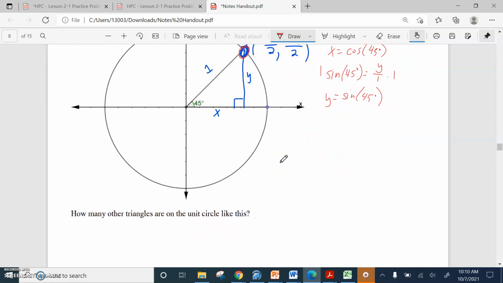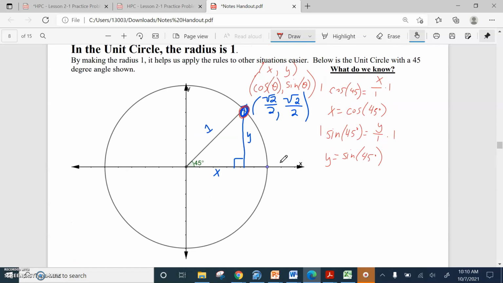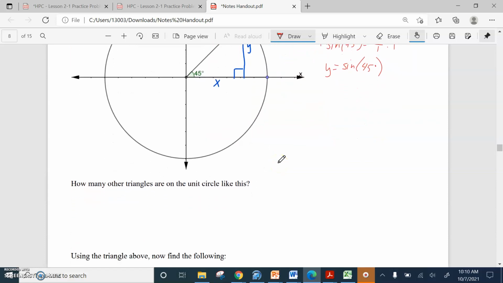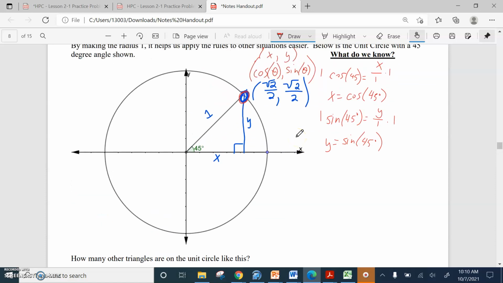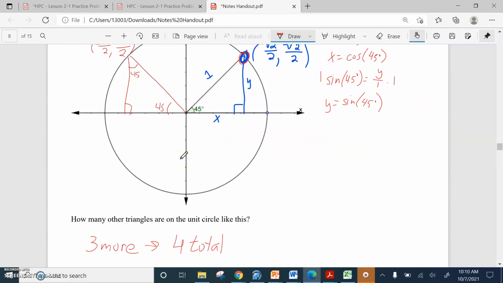So let's keep moving on. How many other triangles are on the unit circle like this? How many other triangles can we do this for? To answer the question, the answer is 3 more, 4 total. One more would be coming straight out here, because then we can drop that down and we get 45, 45, 90. Up here, the coordinates: in this case, we're negative in the x direction, so that's negative square root 2 over 2, comma, positive in the y direction.